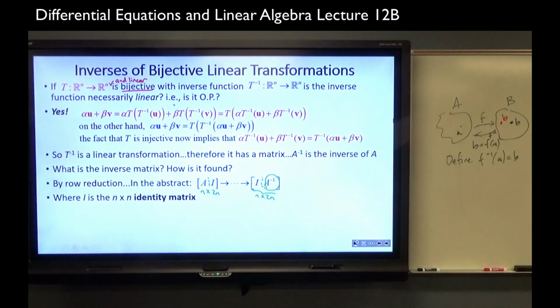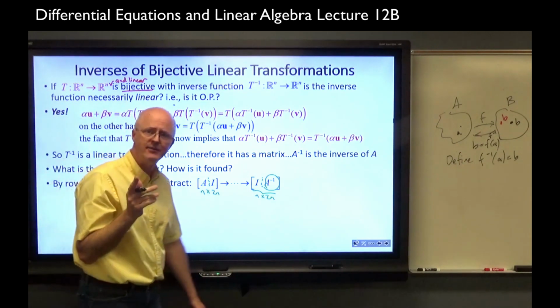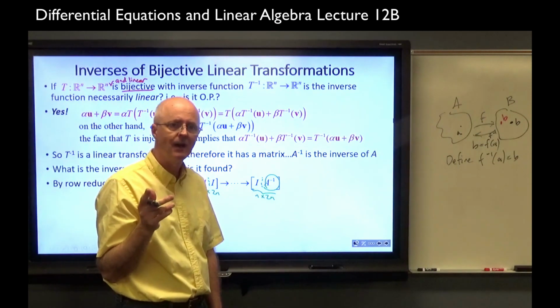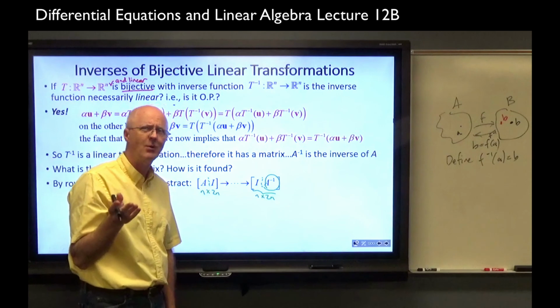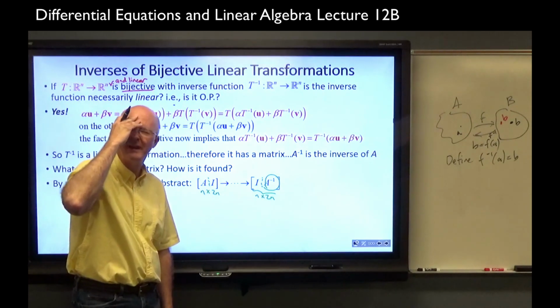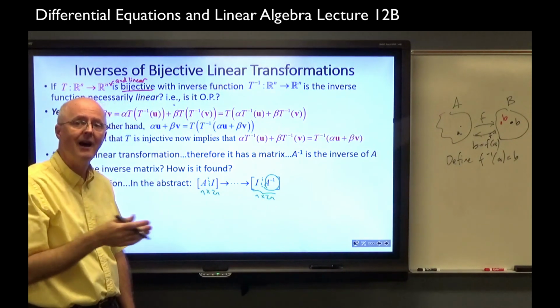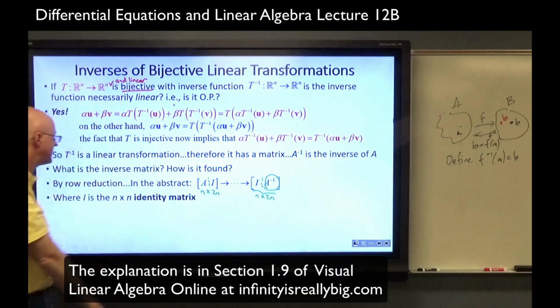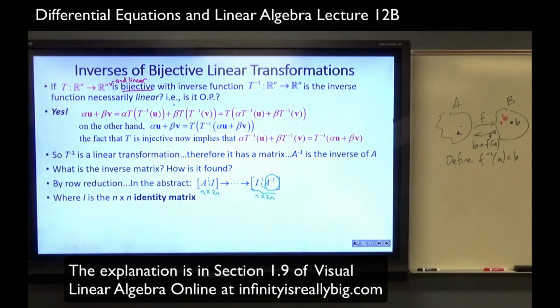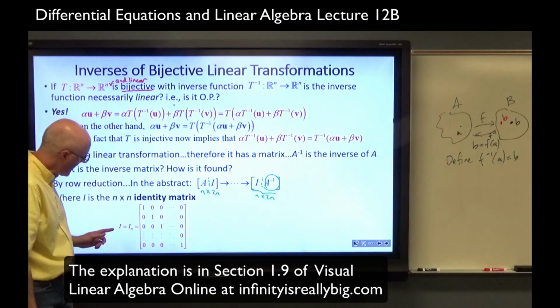I'm not telling you why this works. On my blog, infinityisreallybig.com, in my textbook Visual Linear Algebra Online, section 1.9, I think, or 1.8 or 1.9, one of those two, I explain why this is done. I'm not taking the time to explain it here. I is the n by n identity matrix. You could just call it I for short. Technically, to be a little bit more precise, you could call it I sub n.